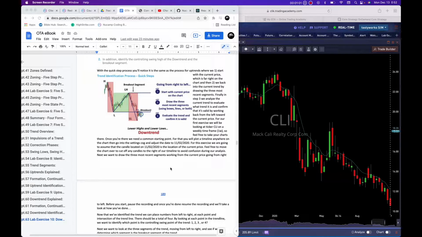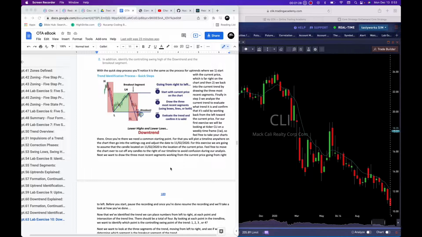So for this first exercise, we'll be looking at ticker symbol CLI. We'll be looking at it on a weekly time frame. So feel free to take your charts there. And then once you're there, we need to come up with a common starting point. So for that, you can place a timeline anywhere on the chart and then go into the settings cog for the timeline and adjust the date to 11/2 of 2020.